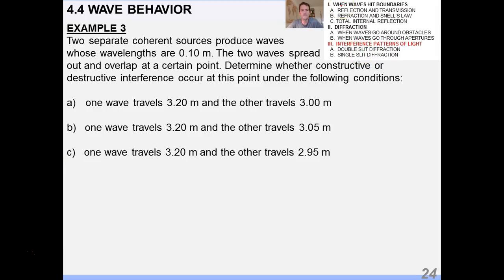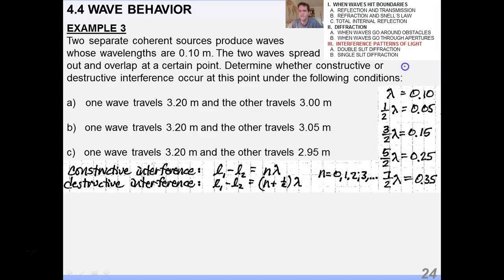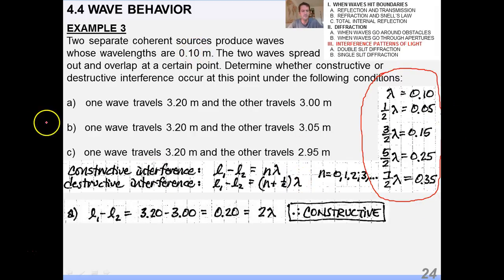So two separate coherent sources produce waves whose wavelengths are 10 centimeters. The two waves spread out and overlap at a certain point. Determine whether constructive or destructive interference occurs at this point under the following conditions, okay? So you can just do the test, all right? So again, here's what I do. I always write out this set of odd integer multiples of 1/2 wavelengths, okay? In this case, using this number right here, this is what I get. So in the conditions for constructive interference, in A, you can see that L1 minus L2 is 0.2, which of course is 2 times the wavelength, so that's constructive.